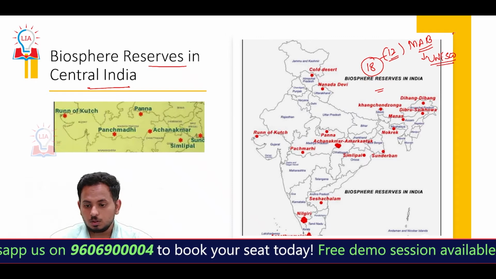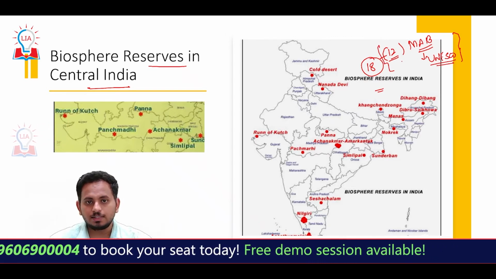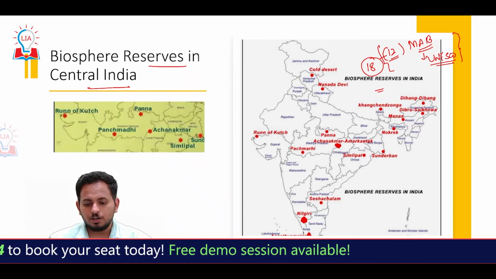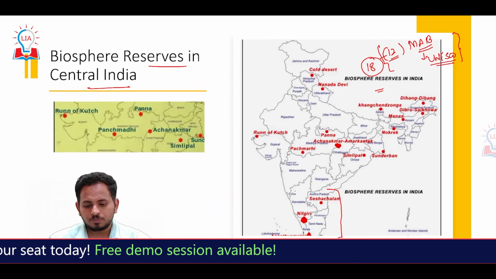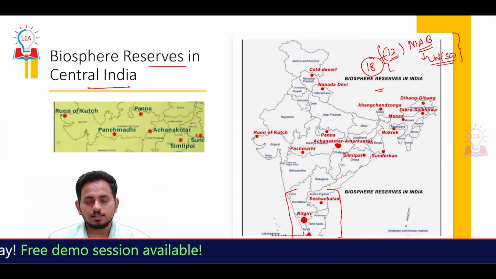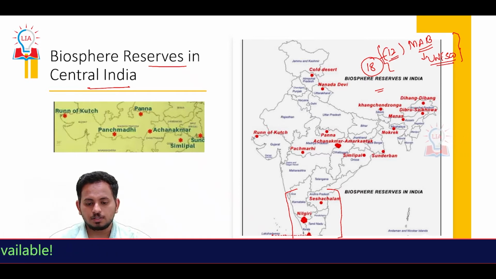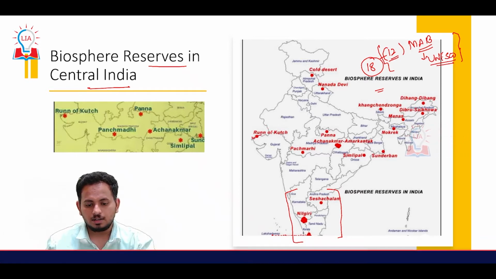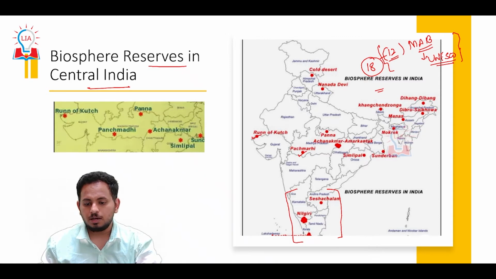I think you remember this. We have discussed all this. In the second video, we discussed the biosphere reserves in South India. In the present video, we will be discussing the biosphere reserves in central India, that is Run of Kutch, Pachamarhi, Panna, Achanakmar, Simlipal, and Sundarbans.